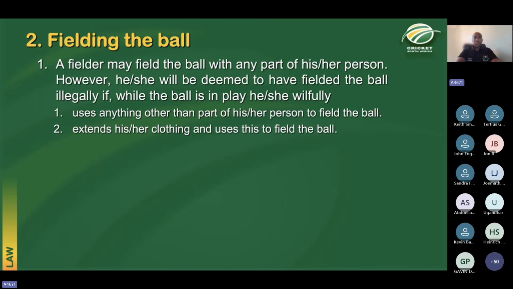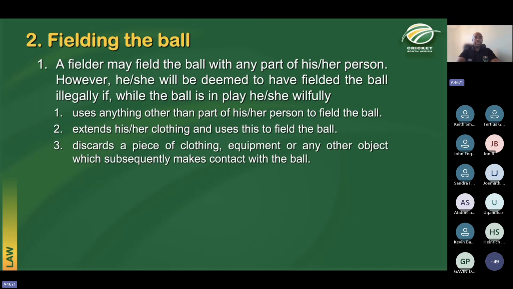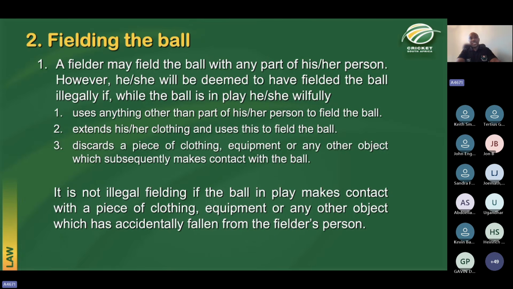A fielder also cannot extend his or her clothing and use the extended piece of clothing to field the ball. We will see a picture of a fielder using a cap that is not on his head. That is illegal fielding. A fielder cannot discard a piece of clothing, equipment, or any other object which subsequently makes contact with the ball. Quite importantly, we need to note that it is not illegal fielding if the ball in play makes contact with a piece of clothing, equipment, or any other object which has accidentally fallen from the fielder's person.